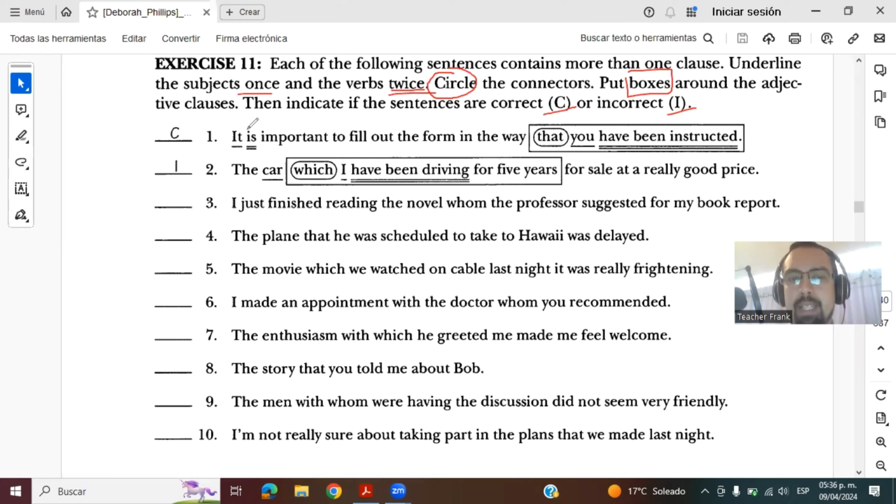So we have "it is" in the beginning, we have that connector, "you have been instructed," second clause, and "that you have been instructed" is my adjective clause. That's why it's in a box.